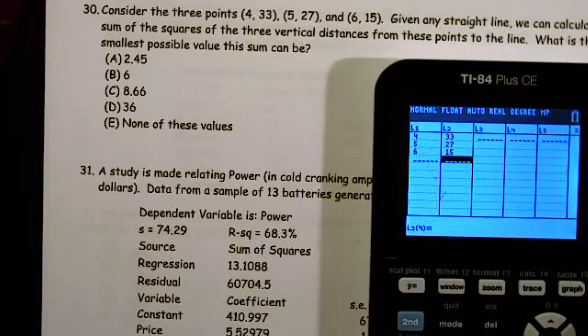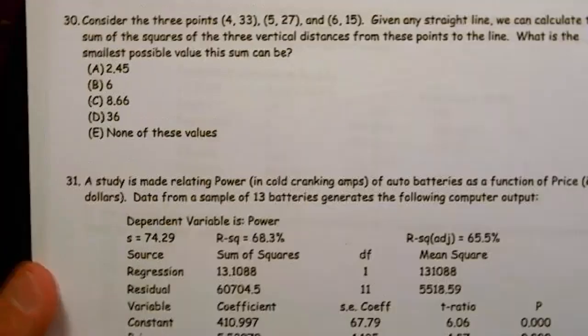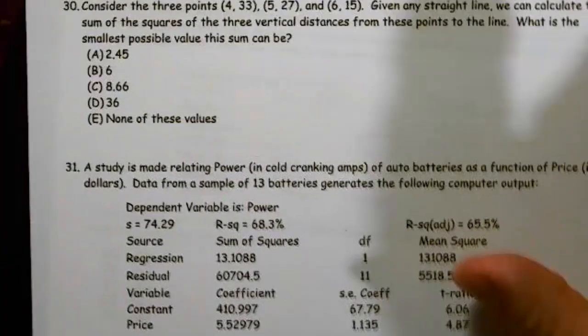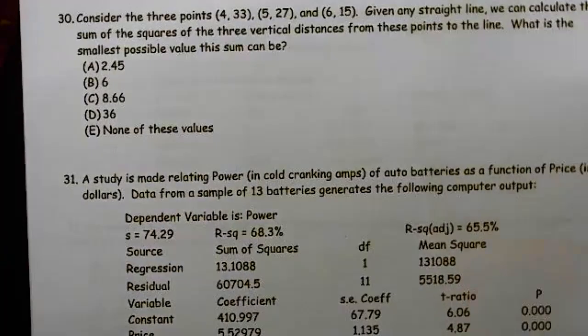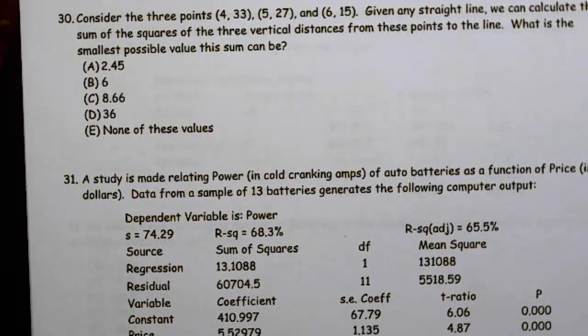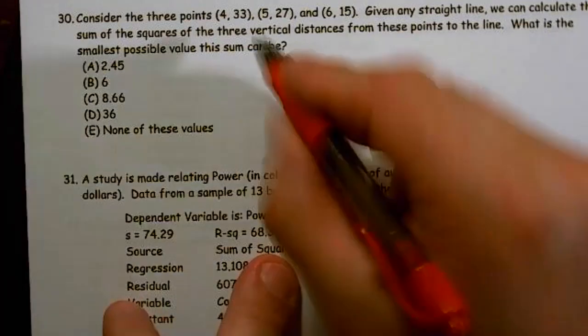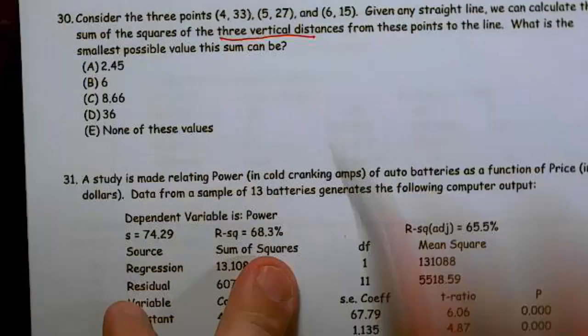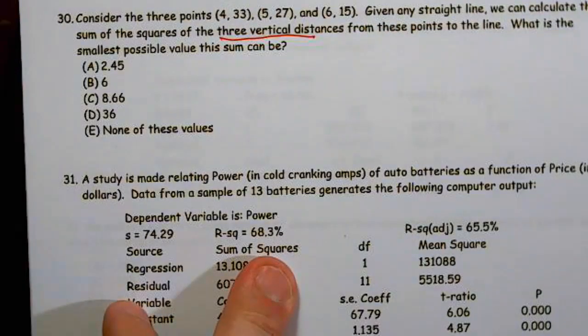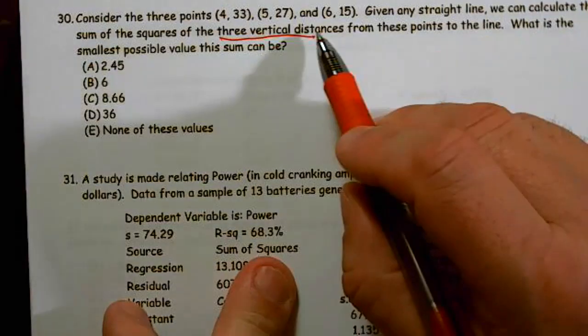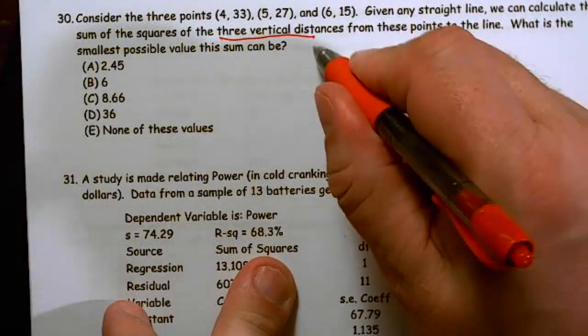Right, so this is problems 30 through 40. Consider, and this is number 30 of the packet, the 3 points (4, 33), (5, 27), etc. Given any straight line, we can calculate the sum of the squares of the 3 vertical distances. The 3 vertical distances from these points to the line are known as the residuals.